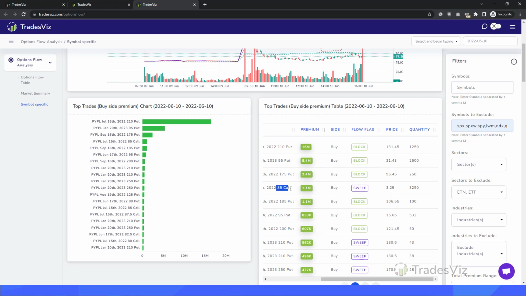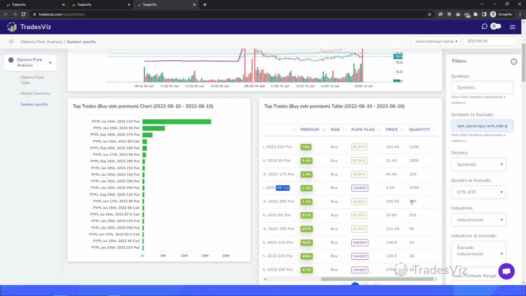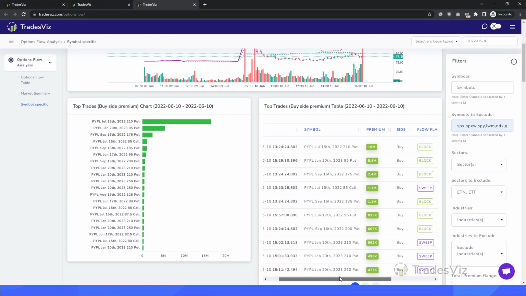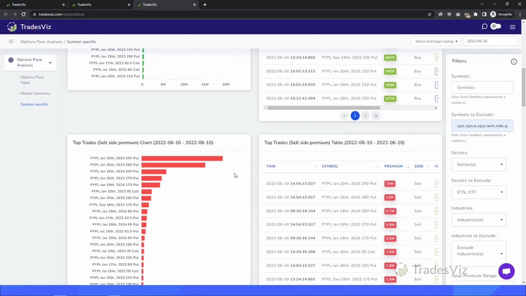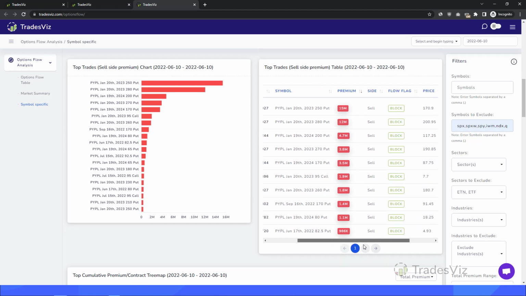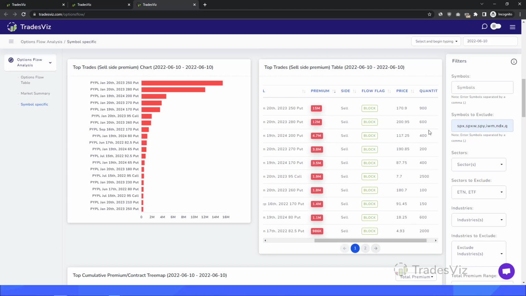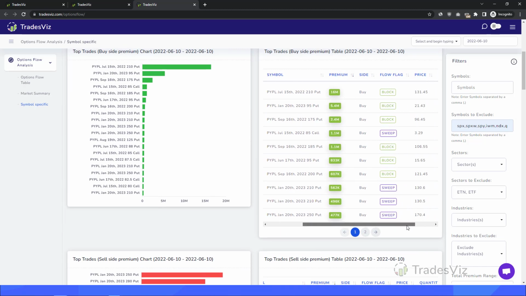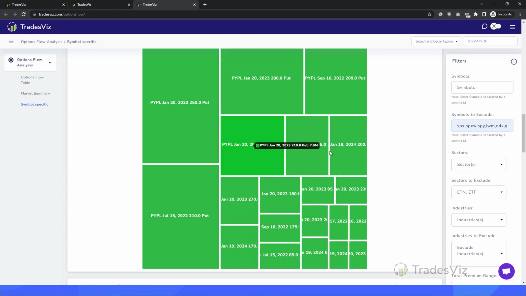For example, if there's a sweep at a very low price and very low strike, at around 85, 86, and 3,500 is a lot of quantity, and it's a sweep trade, a buy call for $1 million. Do we see anything in the other direction? Do we see anything on the sell side? On the sell side, all of the trades are blocks, and we don't see huge quantities here. We saw huge quantities here.